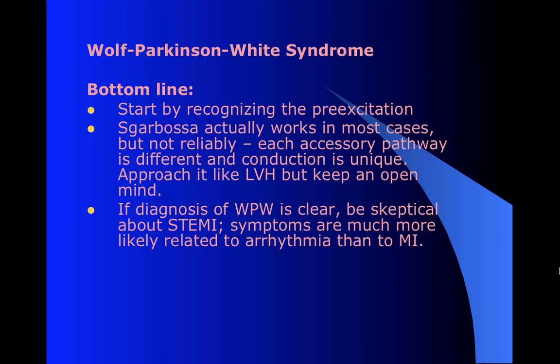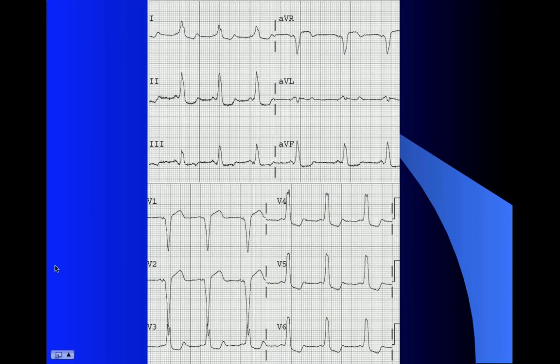So try to recognize it right off the bat. Look for that delta wave, look for that short PR. You can try and use the Scarbosa approach. Don't rely on it too much, but keep an open mind. If you're pretty sure that there is WPW, be pretty skeptical about there also being a STEMI. Maybe there is, but much more often the symptoms of maybe chest pain are related to arrhythmia rather than to an occlusion. So this is a fairly typical WPW appearance.